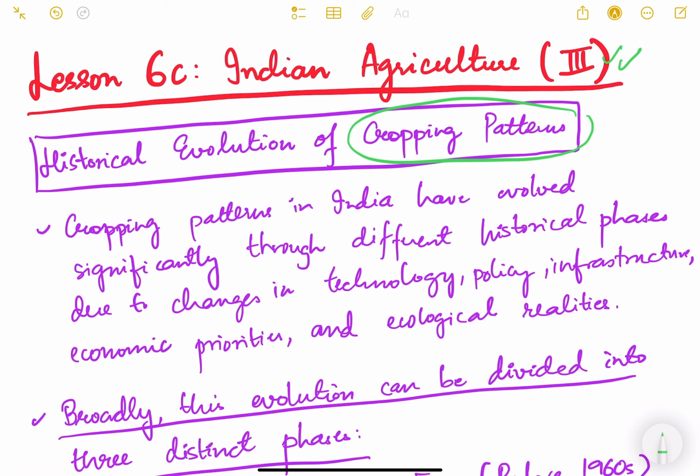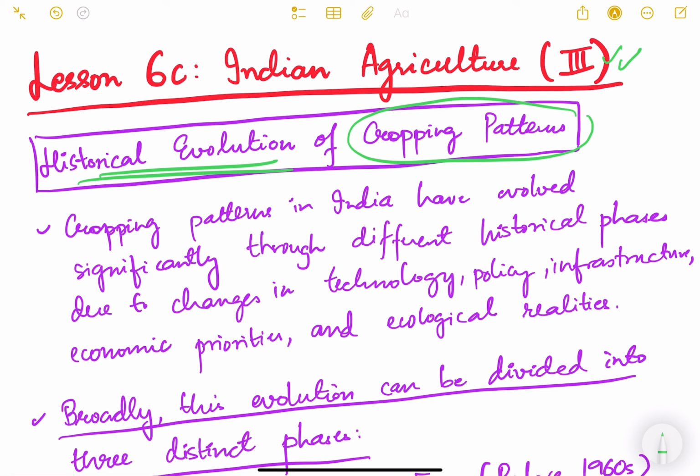In this particular video, we are going to study the historical evolution of the cropping pattern in India. Right from independence, that is after 1947, during the 1950s, 60s, till today, how have cropping patterns evolved in our country, because Indian agriculture has grown a lot in the last 75 years. And we are going to see how it has evolved and what different factors contributed to this evolution.